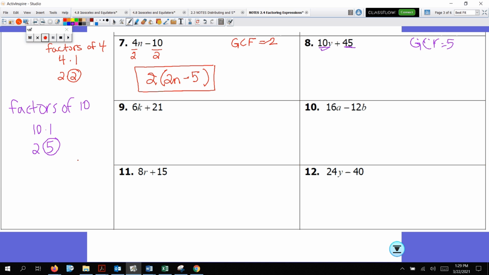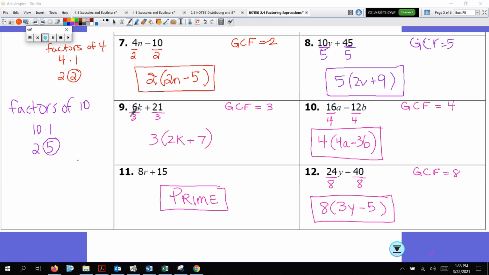Once we see that that's 5, we're just going to divide both terms by 5. We put our 5 out front, open our parentheses. 10v divided by 5 is 2v. 45 divided by 5 is 9. Just going to keep that plus sign there in between. All right, so why don't you take a moment and pause this video and solve 9 through 12 on your own, okay?